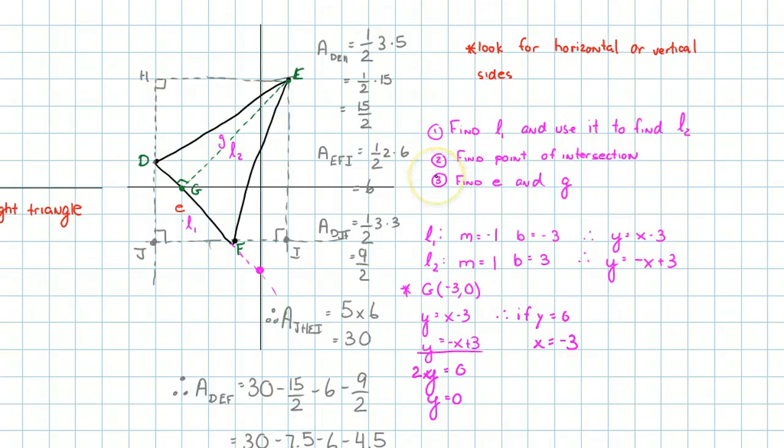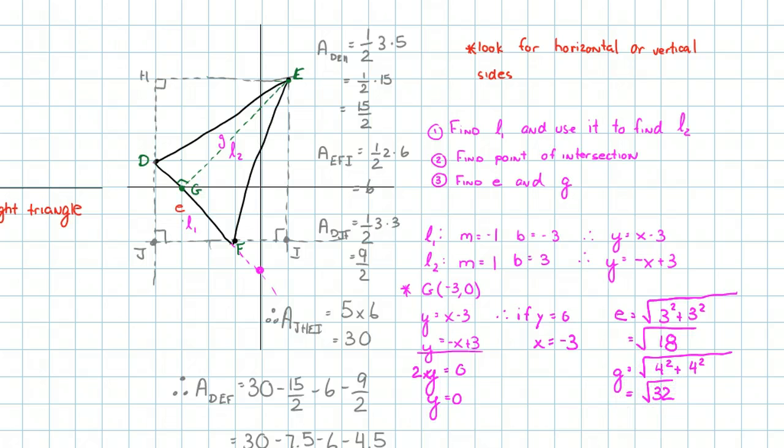Let's find the length of E and G. So E is equal to the square root of, and let's count, 1, 2, 3, 1, 2, 3. So square root of 3 squared plus 3 squared, which is the square root of 9 plus 9, which is the square root of 18. And again, I'm going to leave it like that. And I see that G is equal to the square root of, see, 1, 2, 3, 4, 1, 2, 3, 4, 4 squared plus 4 squared. So G is the square root of 32.